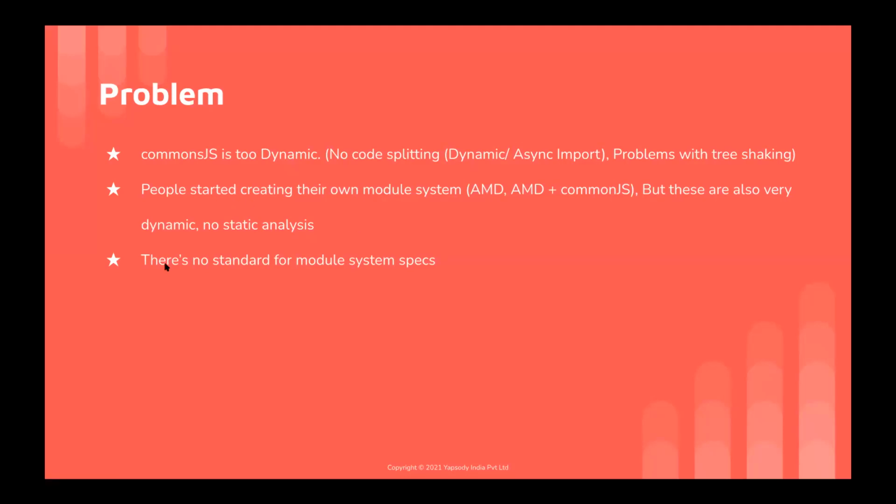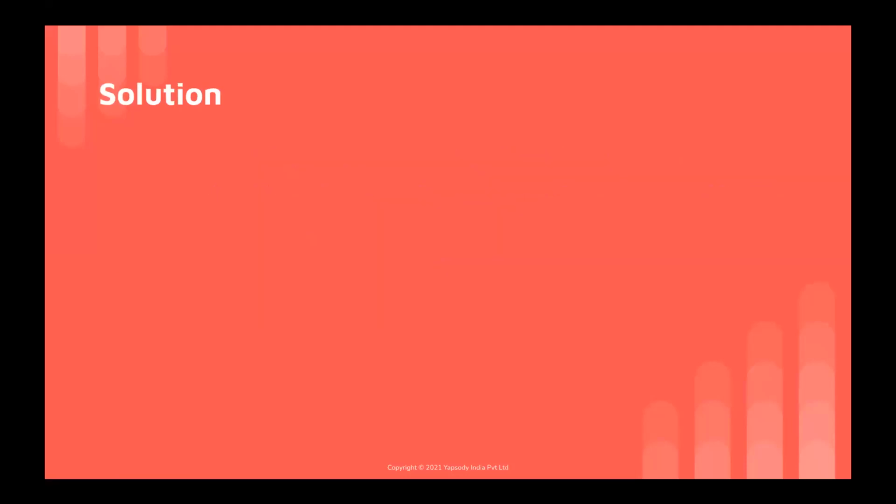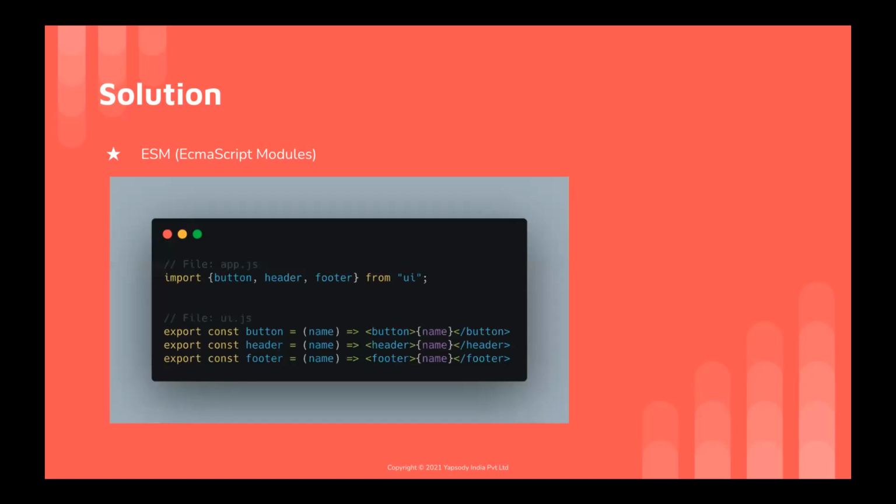So there is no standard in JavaScript for a module system specification, and everyone is just creating their own. But there is a solution. After 10 to 15 years of working, ECMAScript modules came out, which is a module specification for JavaScript, built inside the browser. This tackles some major problems. ECMAScript modules is the future. This is the syntax for ESM, ECMAScript modules.